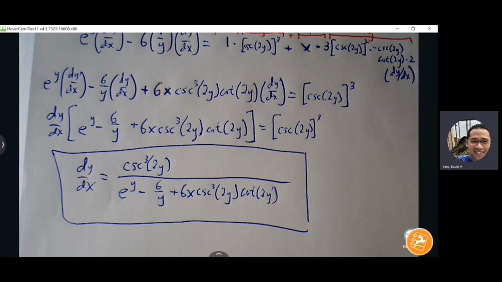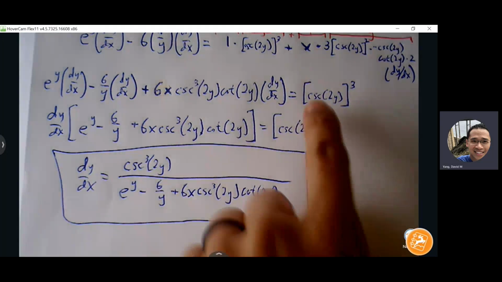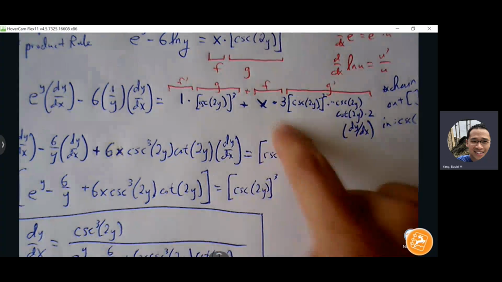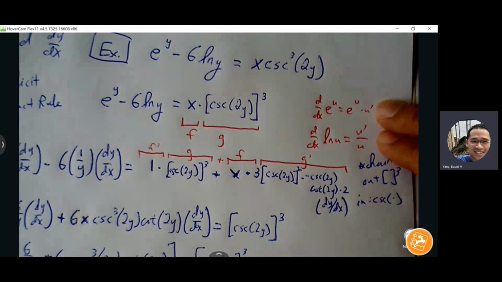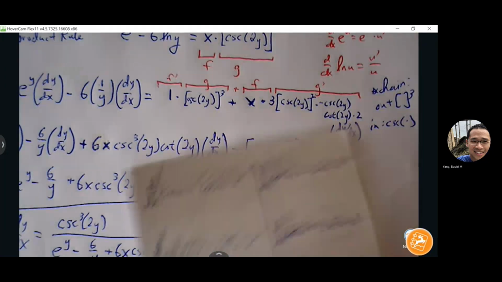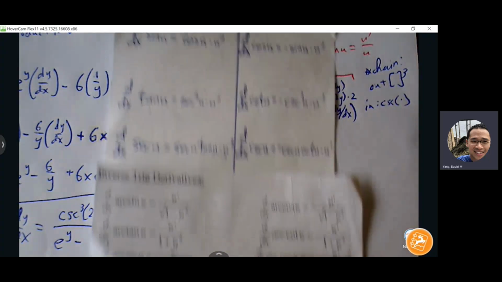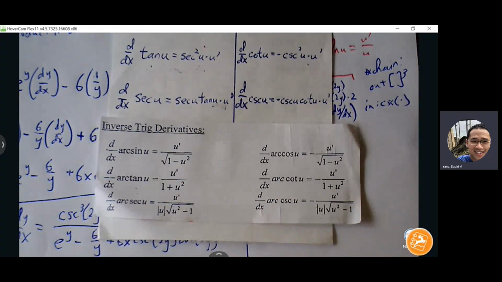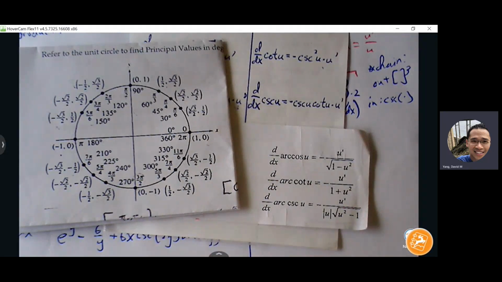Okay, questions? So this was good because we saw implicit, we saw product rule. You guys practice that chain rule with that trig. Practice the rules that I want you to be able to know, e to the u, natural log of u. So make sure you review your original 6 derivative rules as well as your inverse trig derivatives. Practice with your unit circle. Make sure you're good with all those values for your curve sketching.